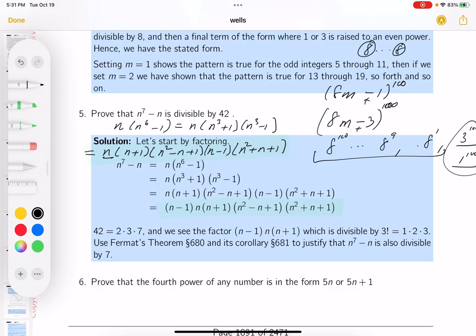All right? So I'm seeing the n. Oh, I'm sorry, the n's over here. Why don't they put an n there? Oh, I see it here. I'm sorry, I didn't see it. I apologize. I was wondering, where was it? Did I forget it? I see the n plus 1. I see the n squared minus n plus 1. I see the n squared plus n plus 1. And I see the n minus 1.